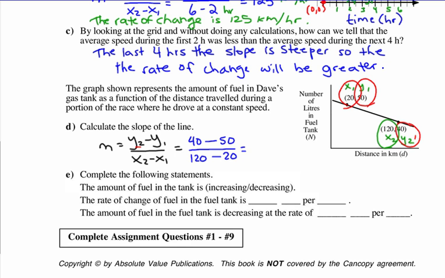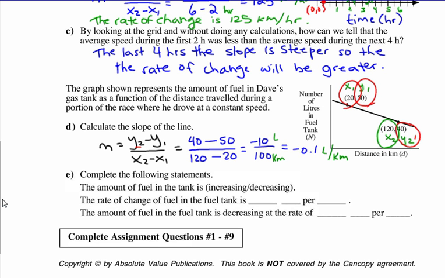So if we just do this in our head, we have 40 minus 50, which is negative 10, divided by 120 minus 20 is 100. And so if we either reduce it or just divide it, if we just divide, we get negative 0.1. Now we want to get units here. So notice how number of liters was the y, so the number of liters in the fuel tank, and distance was on our x. So our liters per kilometer is that unit. I notice it's a negative rate of change, so it's decreasing.